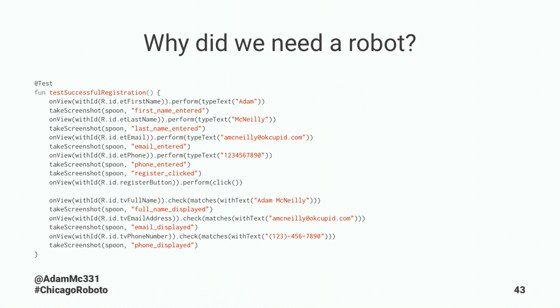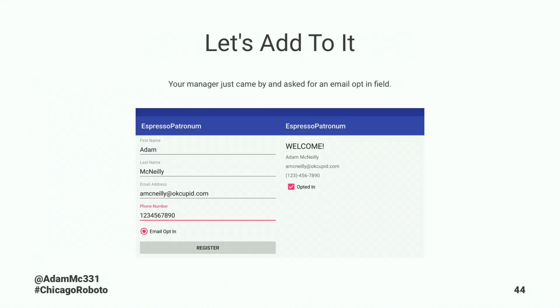So hopefully that helps. And to kind of really nail it and prove this, let's consider an example where we would have to add to this. So we've got our simple registration form, which I just kept very basic in the app because I didn't want to deal with anything flashy. I just wanted to show Espresso and how we can work with it.